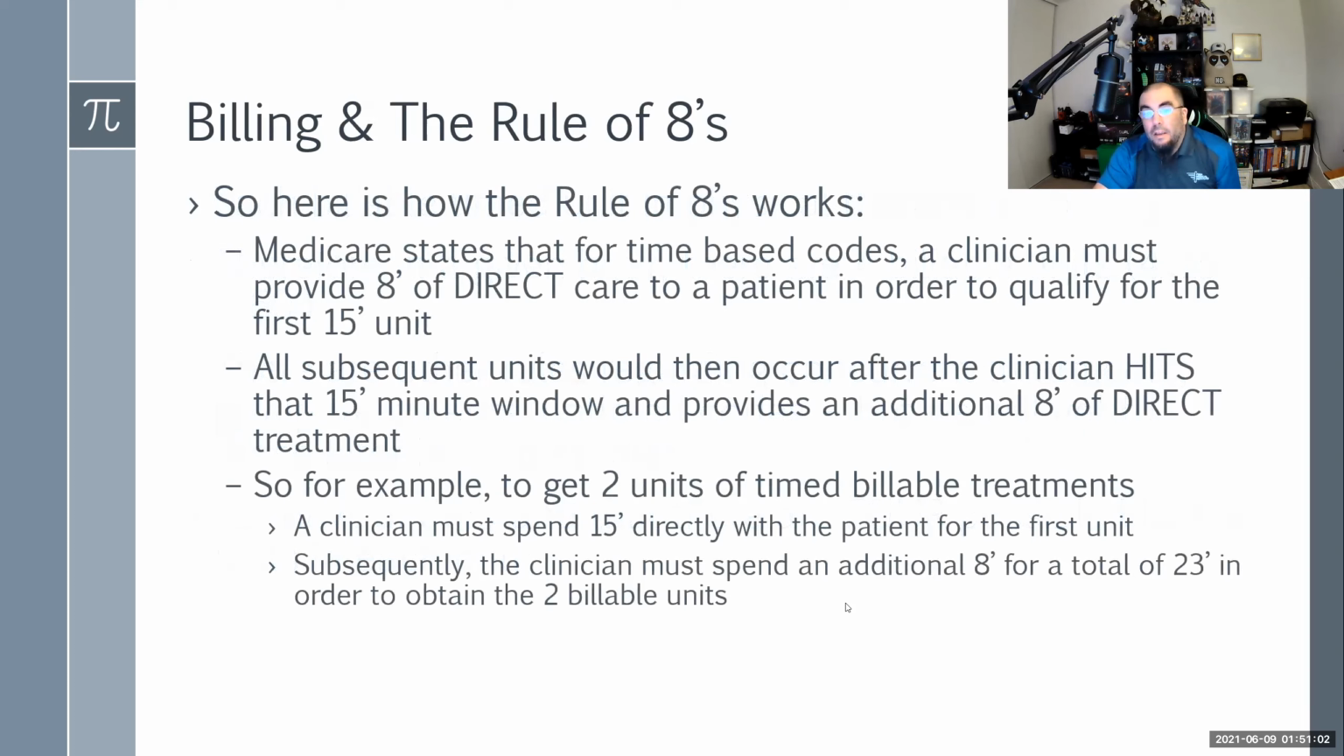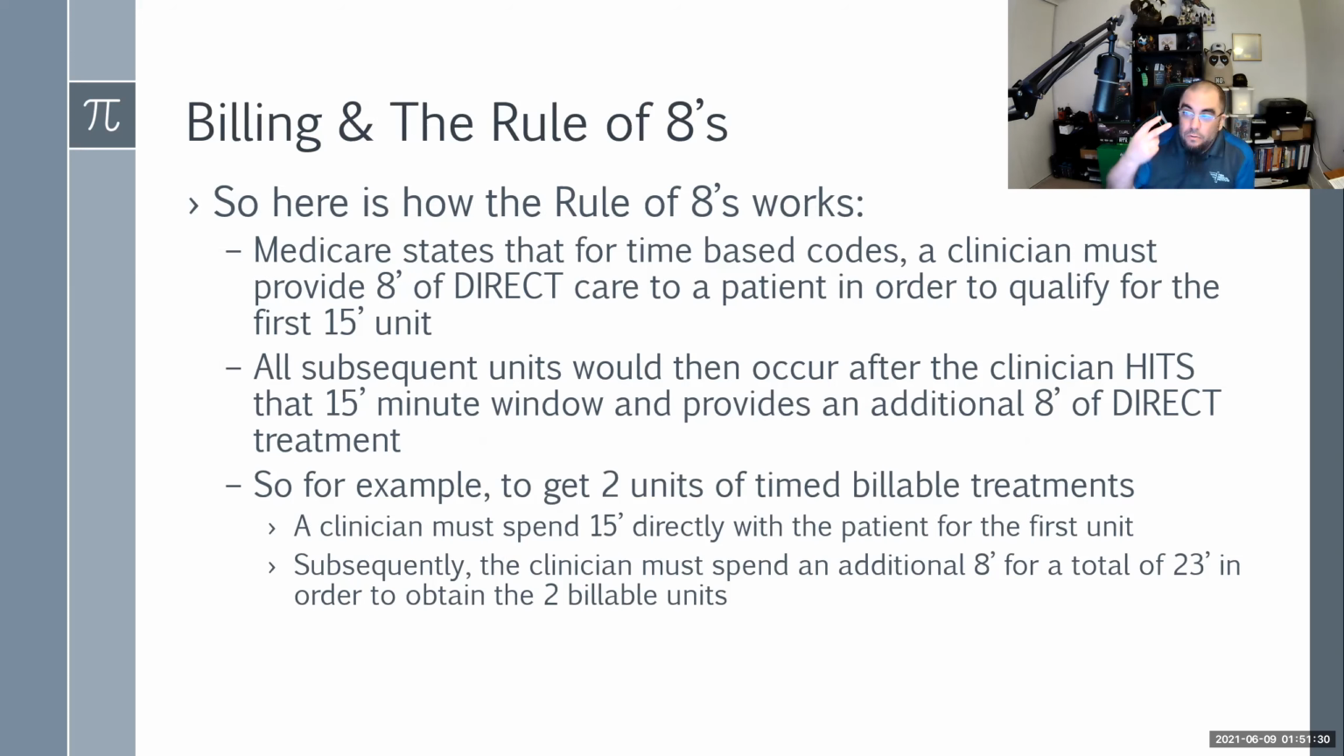So here's how the Medicare Rule of 8 works. Medicare states that for a time-based code, a clinician must provide at least 8 minutes of direct patient care in order to qualify for the first 15-minute unit. So if I want to bill 1 unit for the patient, I have to spend at least 8 minutes. I can spend the whole 15, but if I spend 6, I can't bill for it. If I spend 7, I can't bill for it. I have to spend a minimum of 8 to bill for it.